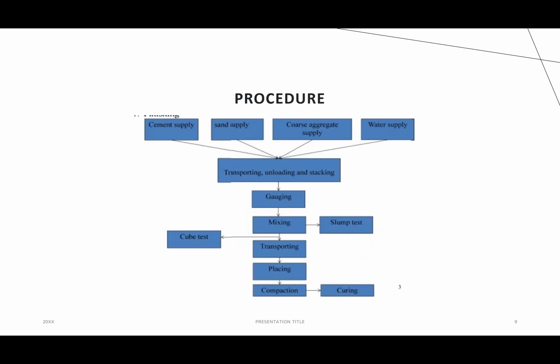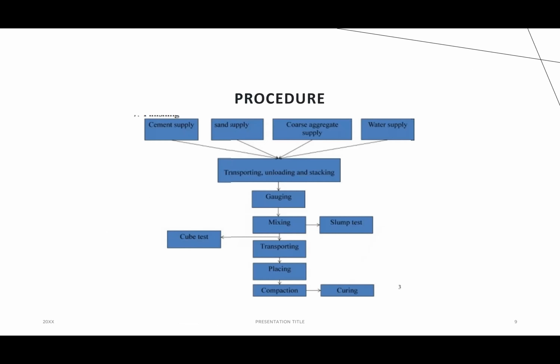So this is just a diagram of what the process of making and working concrete looks like. At the top, you can see the materials that I've already discussed. You have your cement, sand, fine aggregates, coarse aggregates, and water. These are collected and the amount is determined to properly mix it. Then the mixing occurs. This is the process that I'm discussing today.